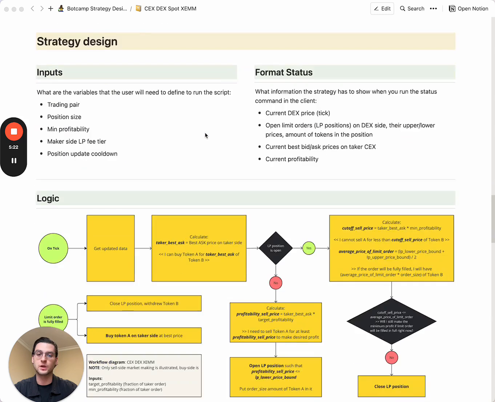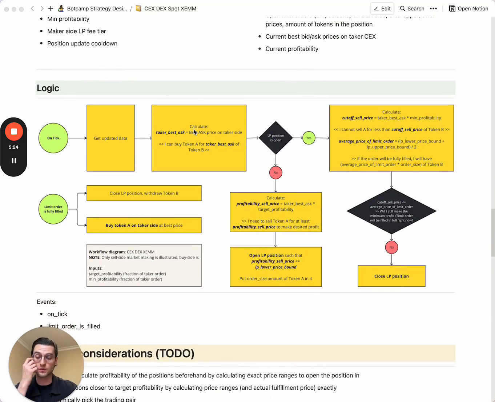And if we look at the logic of the strategy, it pretty much follows the simple cross-exchange market making strategy. It's basically the same thing with substitution of limit orders on centralized exchanges with out-of-range positions in concentrated liquidity pools, which are also sometimes called range orders.